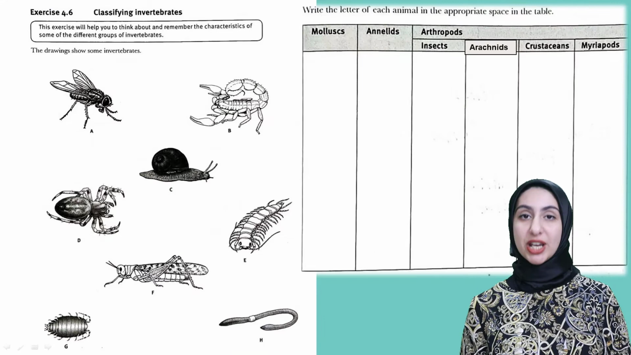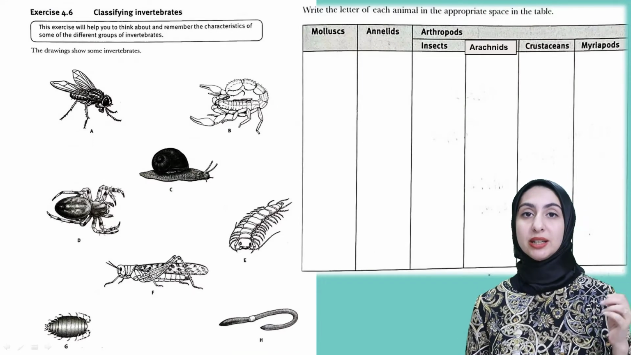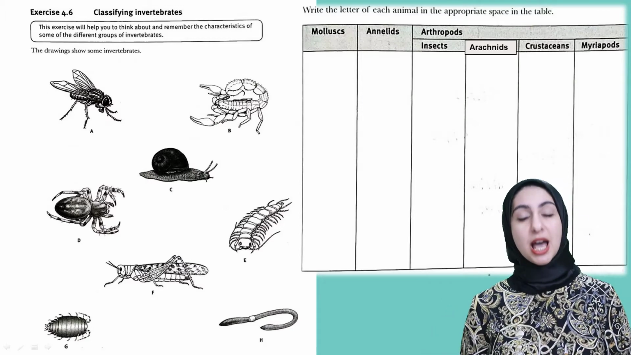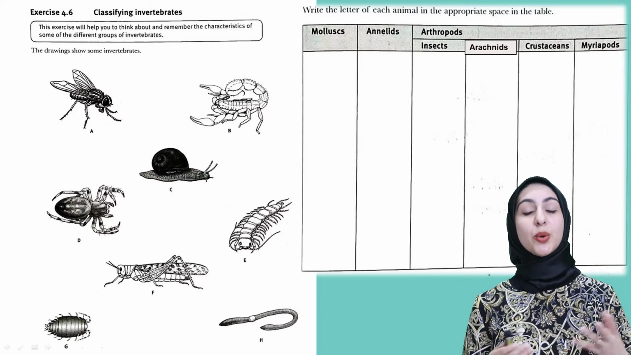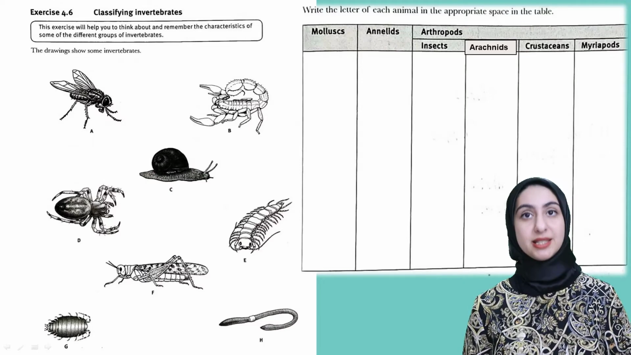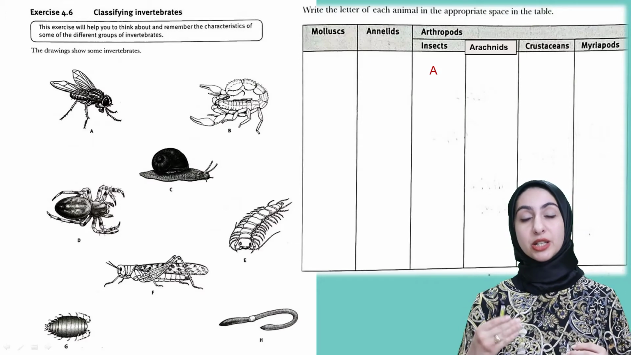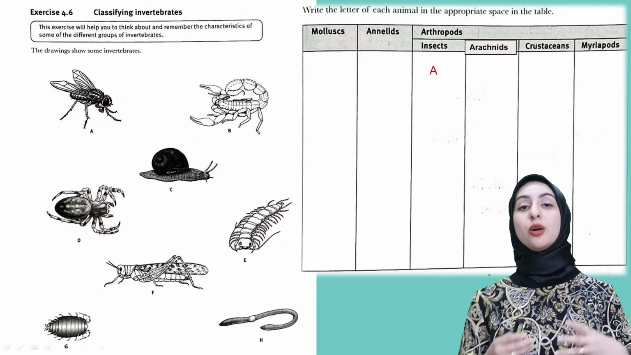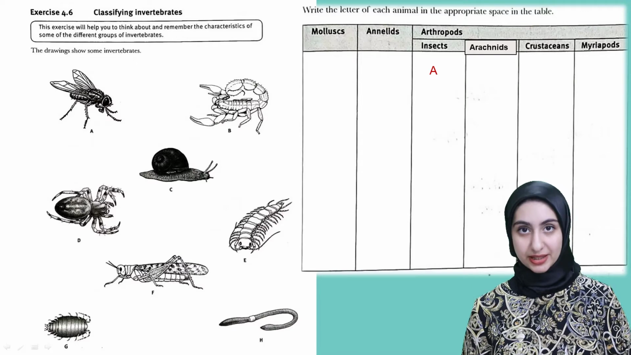Okay guys, let's check the answers. For invertebrate A, we can see 3 legs on each side, which means 6 jointed legs, and also we can see wings, 3 body parts, right? So it is classified as insect. For invertebrate B, we can see 4 legs on each side, which means 8 jointed legs, and also there are no antennae, so it is classified as arachnids.